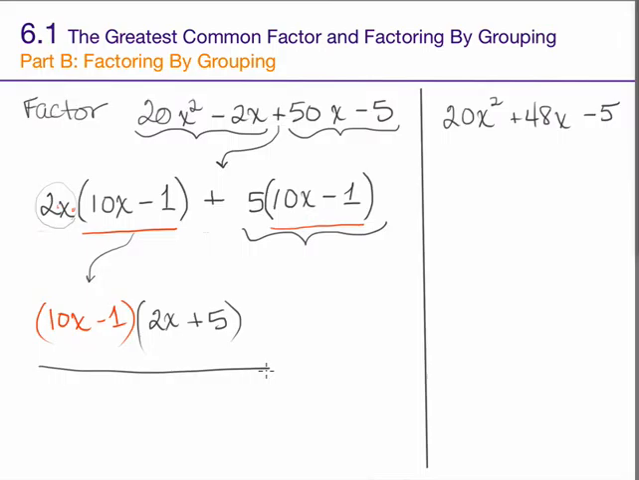This is 20x squared minus 2x plus 50x minus 5 in its factored form. Remember, factors are just the things that you multiply by each other to get a product. This is my product. These are the two things that I had to multiply to get that product. So these two things are factors. So this is the factored form of the original expression.